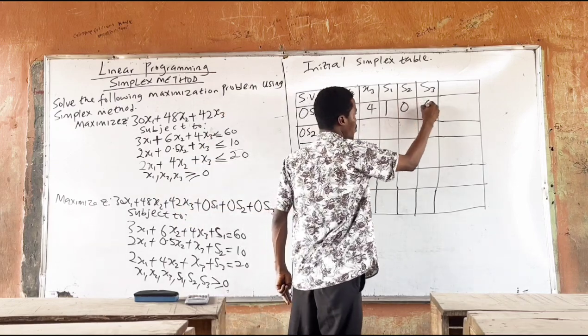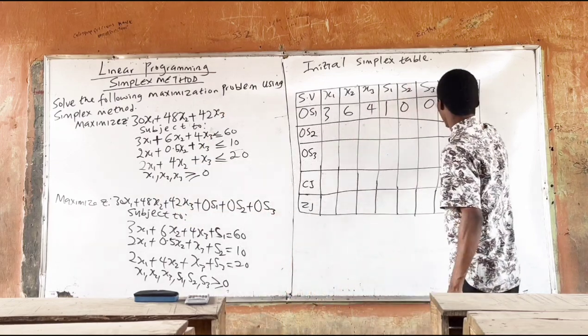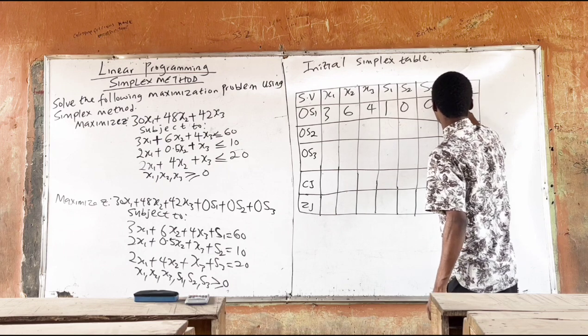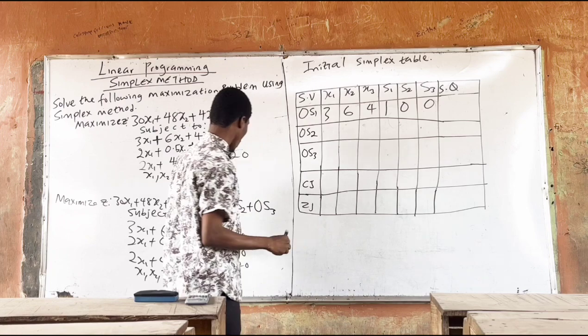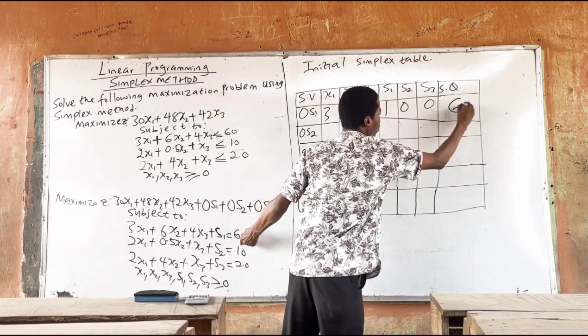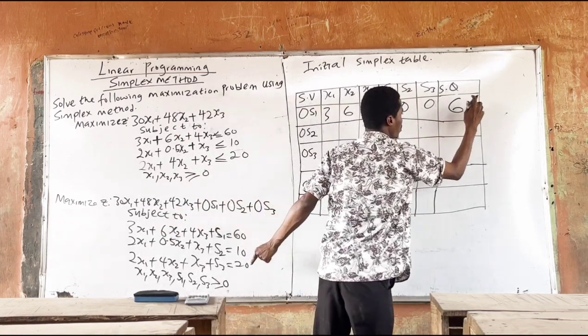I'm going to write 0, 0. Here is going to be my solution quantity, so I can write it as SQ. It means it's equal to what? 60. On the first constraint, it is equal to 60.